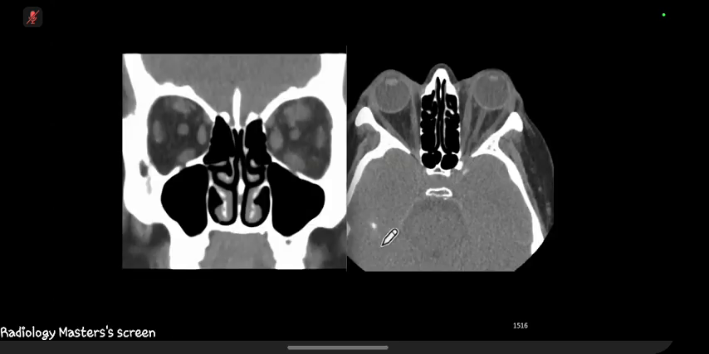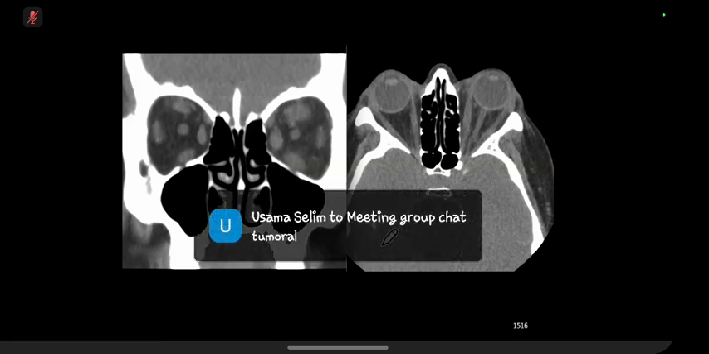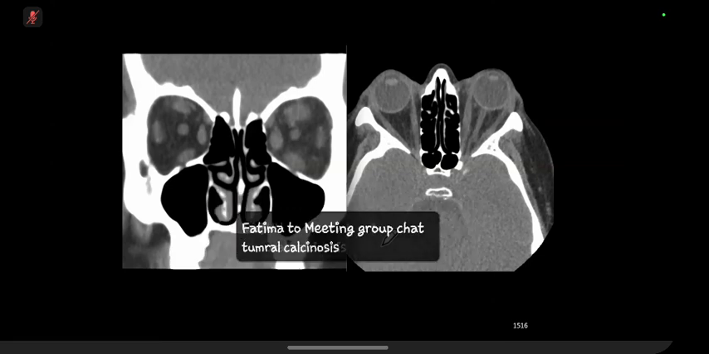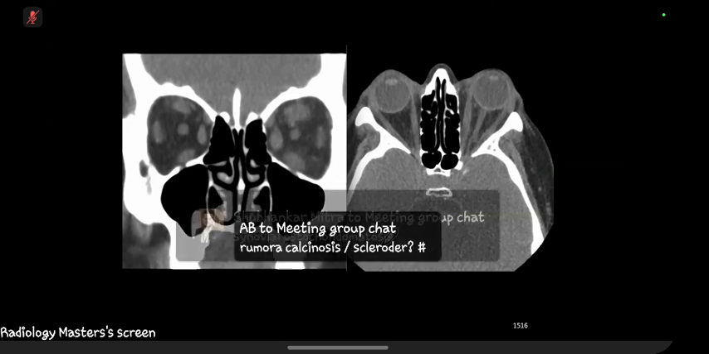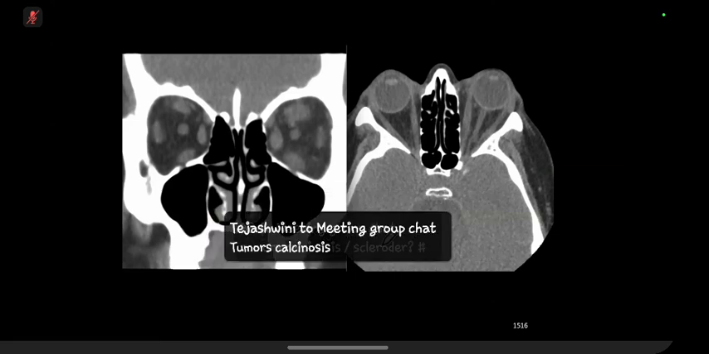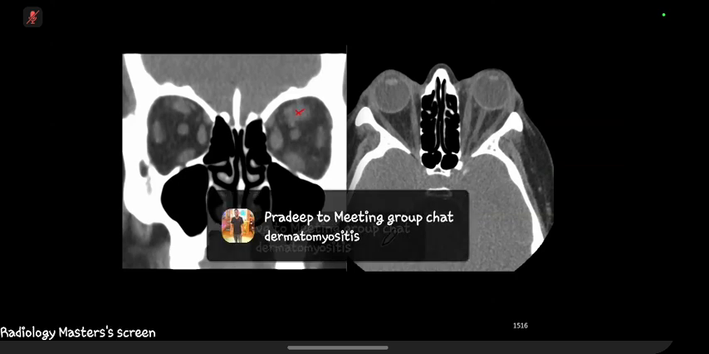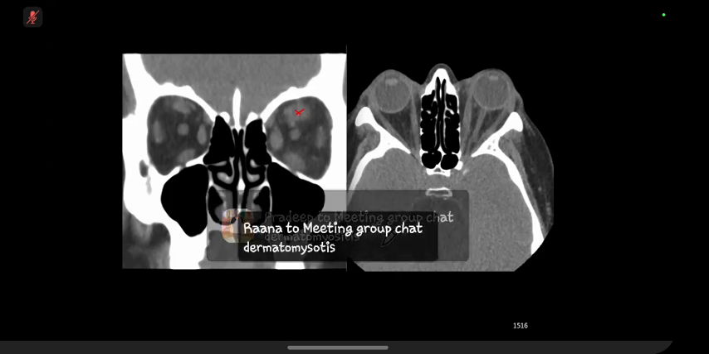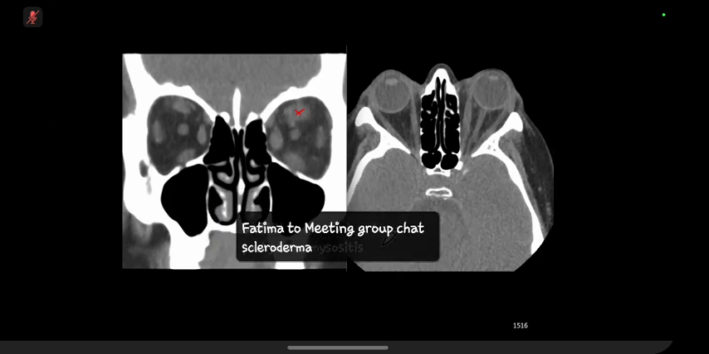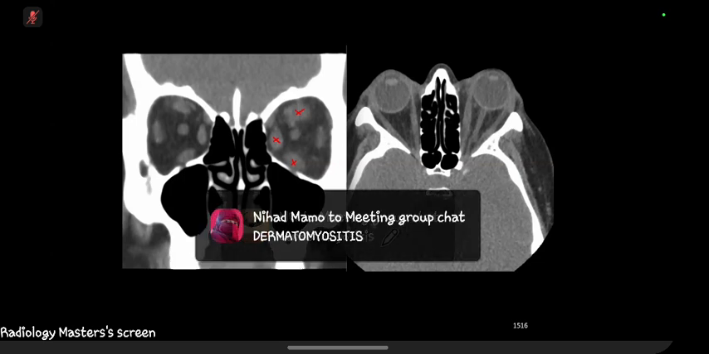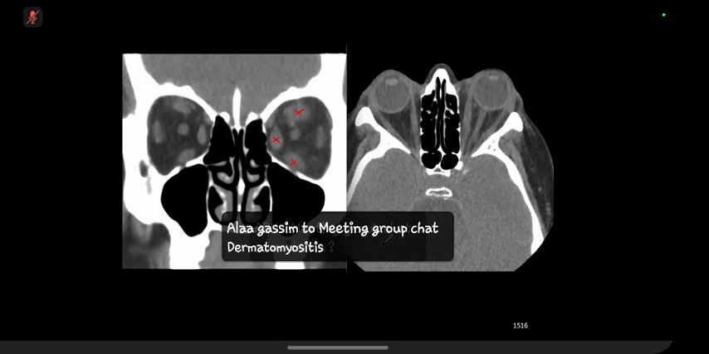Okay, what's the diagnosis here? Not tumoral calcinosis because it's not causing a lump. It's a sheet-like calcification, which is in the subcutaneous tissue, not in the muscle. Okay, so all of this is in the subcutaneous fat, and this is calcinosis cutis of scleroderma.